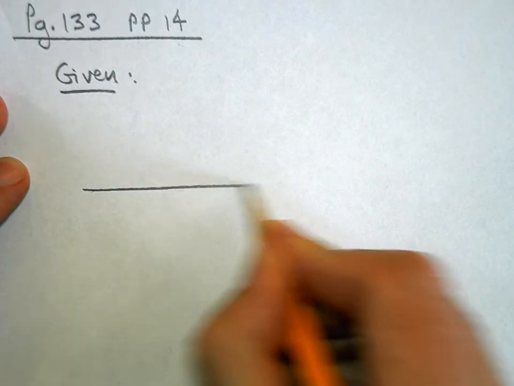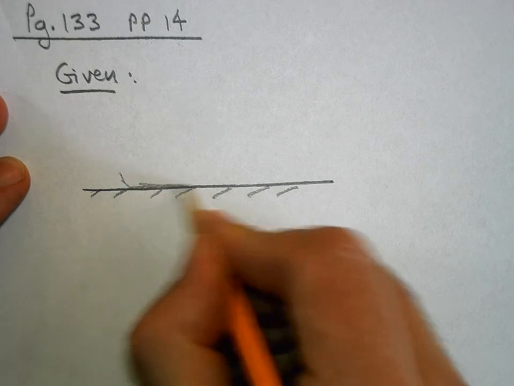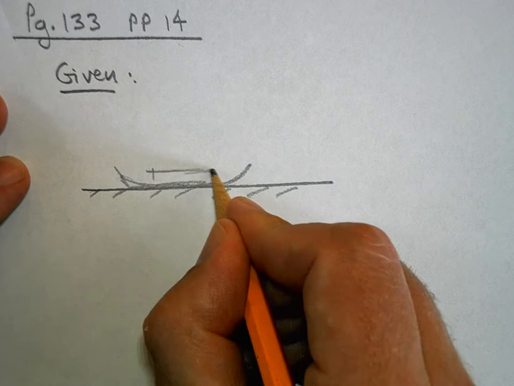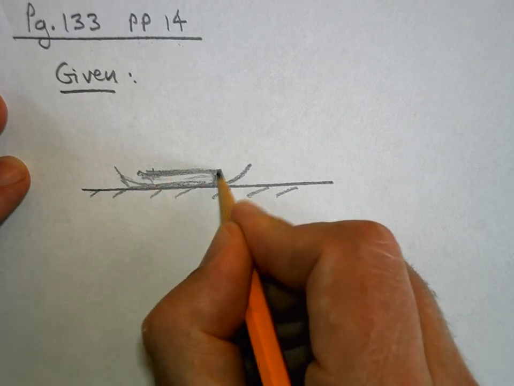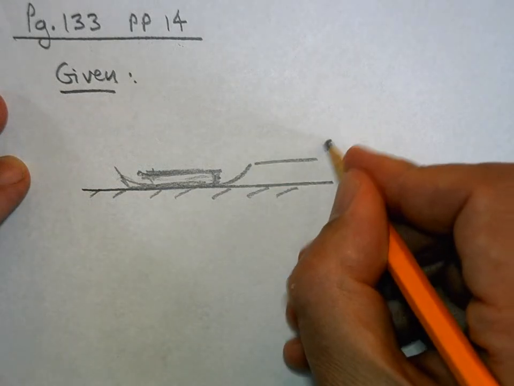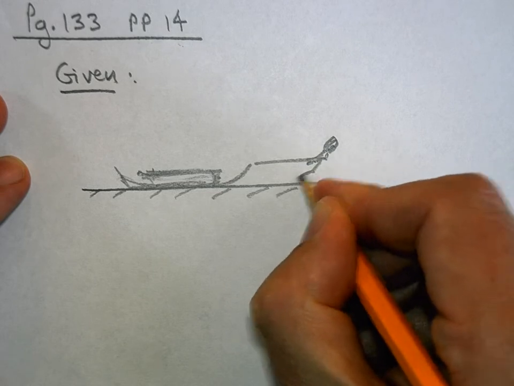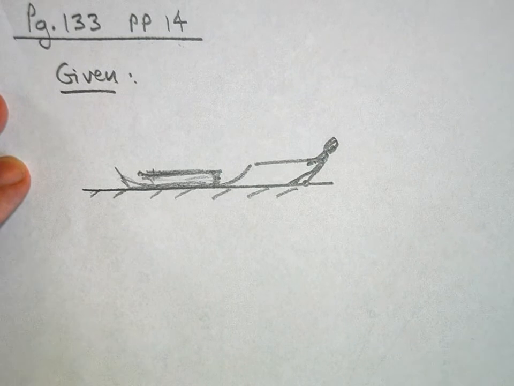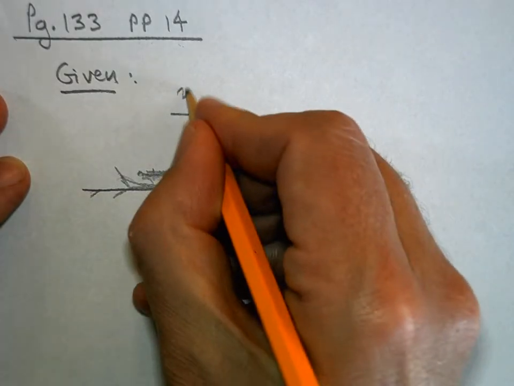So here's our sidewalk. So here's our sled. Just draw like a little sled-like thing, like I don't know what a sled would look like, but something like this. And so here's our boy that's pulling on it. He's really putting his back into it, looks like. So anyway, he's pulling this sled, and the speed is constant.